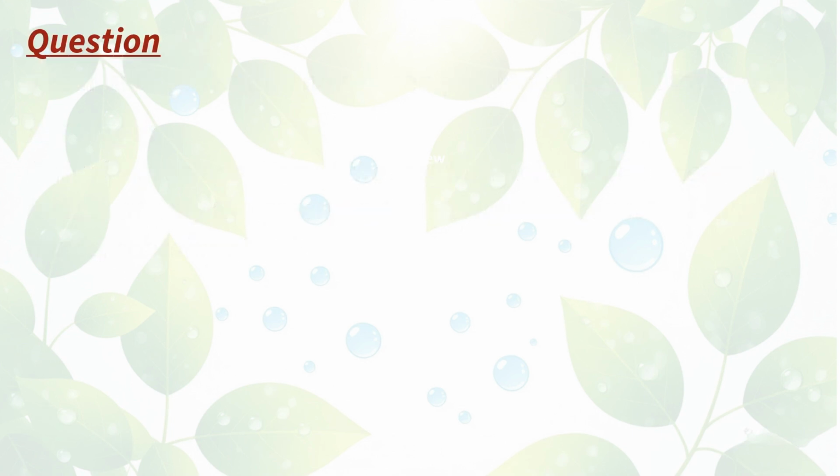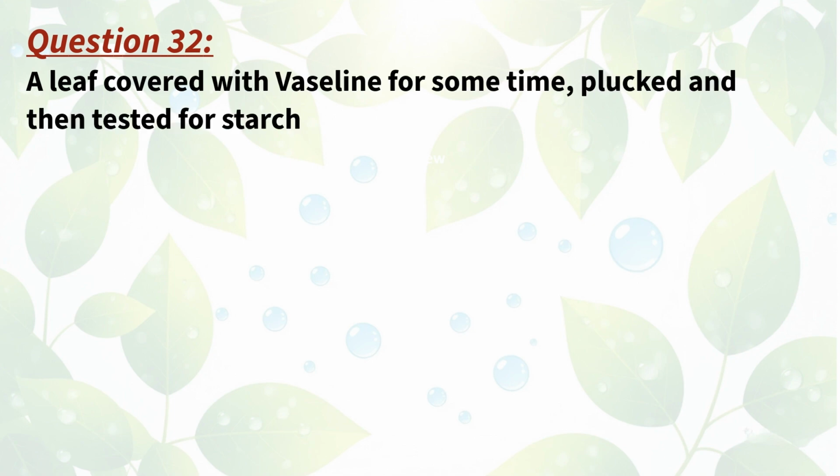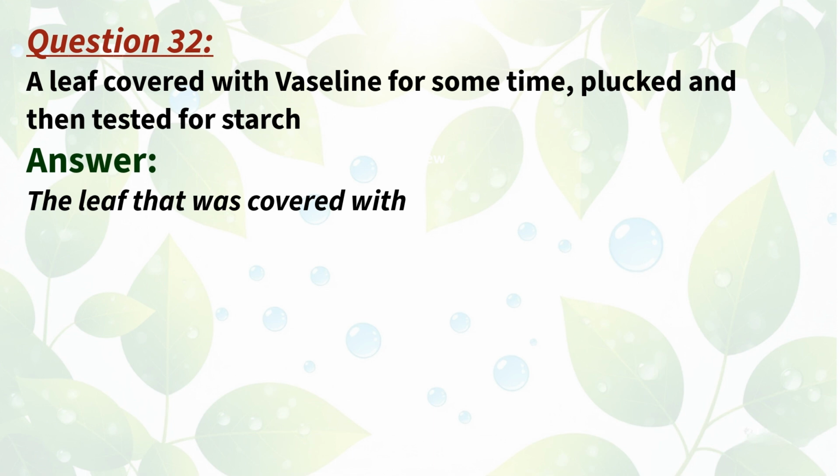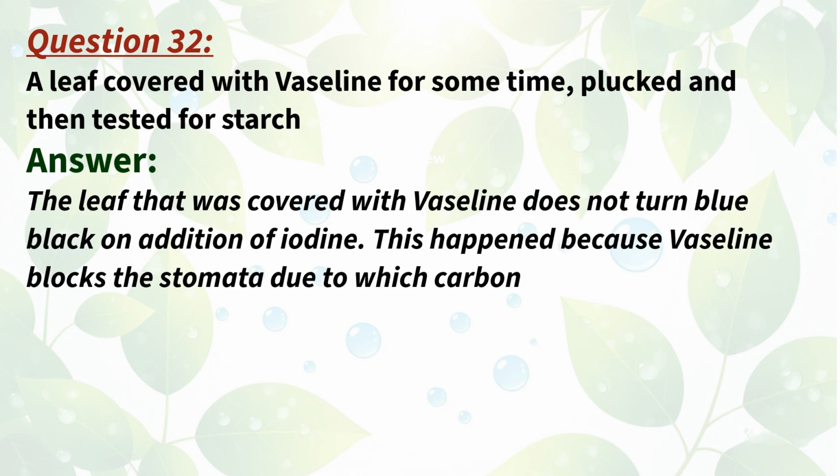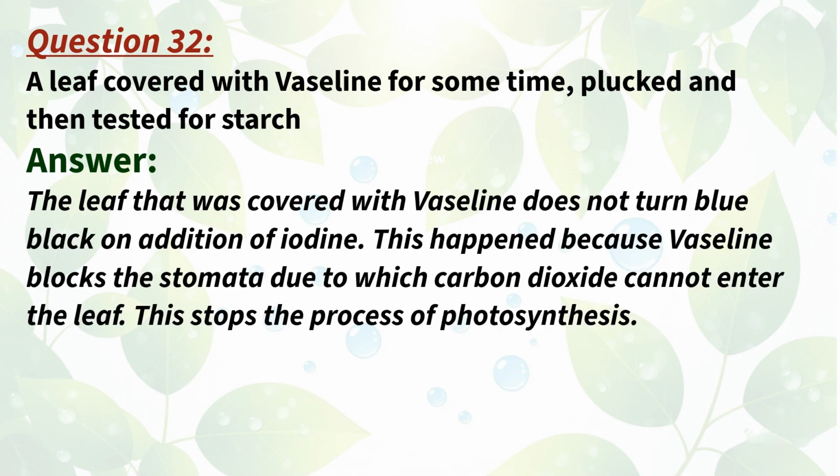Question 32. What happens when a leaf covered with vaseline for some time is plucked and then tested for starch? Answer: The leaf that was covered with vaseline does not turn blue-black on addition of iodine. This happened because vaseline blocks the stomata, due to which carbon dioxide cannot enter the leaf. This stops the process of photosynthesis.